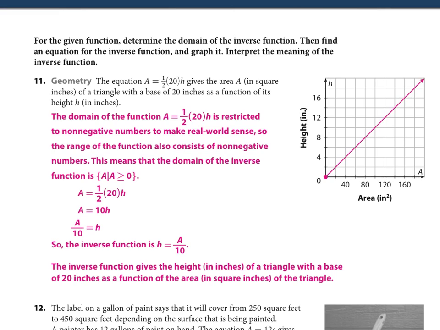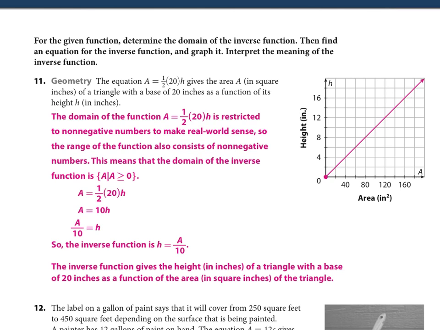So we have an equation, A equals 1/2 20h, gives the area of a triangle with a base of 20 inches as a function of its height h. So here's our equation. So you can think of big A as y and little h as x. So again, what they've done here is they've solved for h, and then they've just flip-flopped the h and the A over here. Again, you can do it however you want to. This is kind of how the textbook does it.